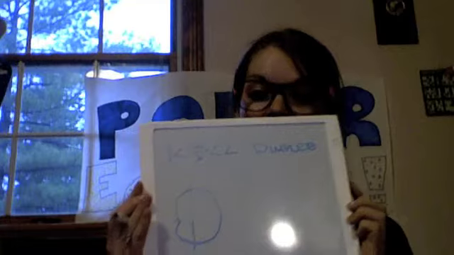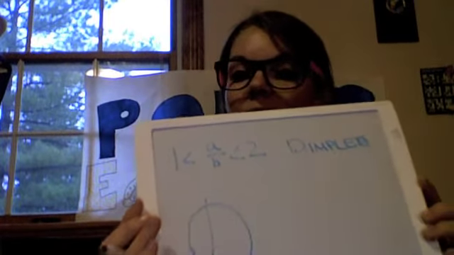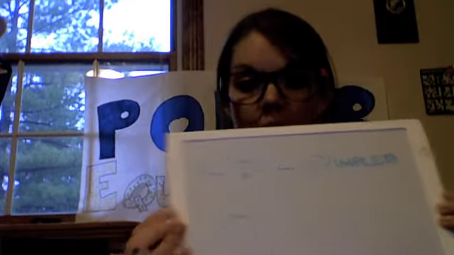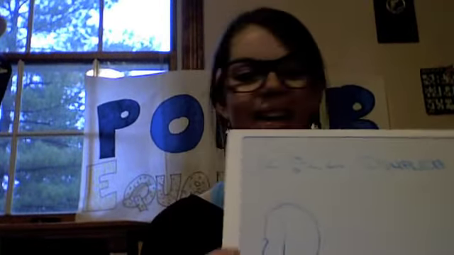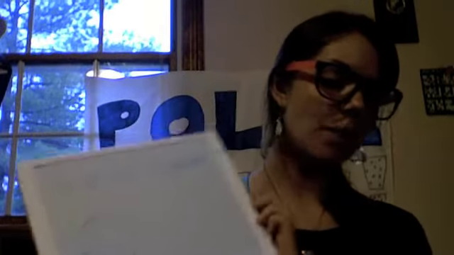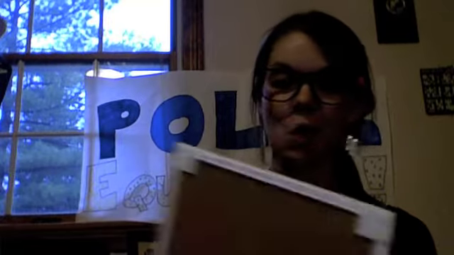The third kind of limacon is dimpled. And so dimpled happens, it's kind of hard to see because this blue marker is not very good, when a over b is between 1 and 2. And dimpled kind of looks a little bit like a cardioid, but it is different, and there's no memory device for dimpled limacons. So you just know this one.